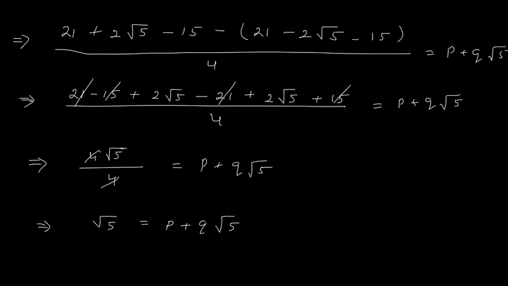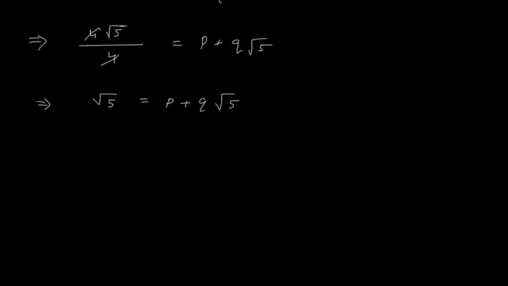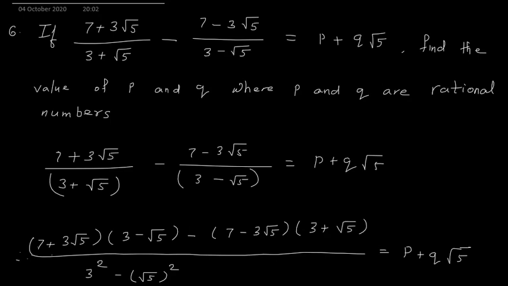Now if you compare both the sides, you will understand that this p should be equal to 0 because I have only root 5 term, there is no rational term. So this p will be 0 and your q root 5 is equals to root 5. So the value of q will become 1. So p is 0 and q is 1. So this is how you can get the value of p and q.